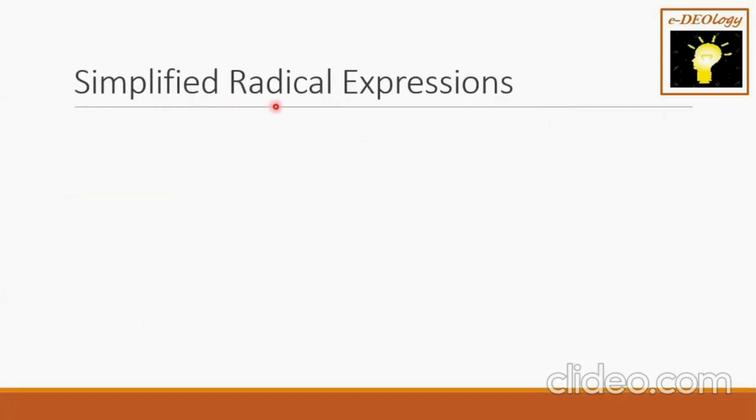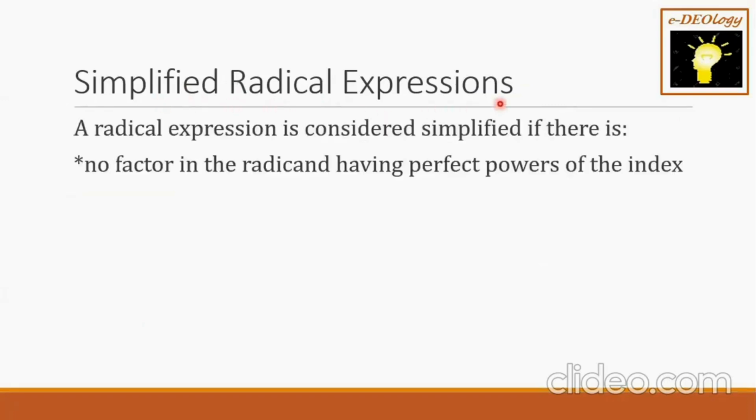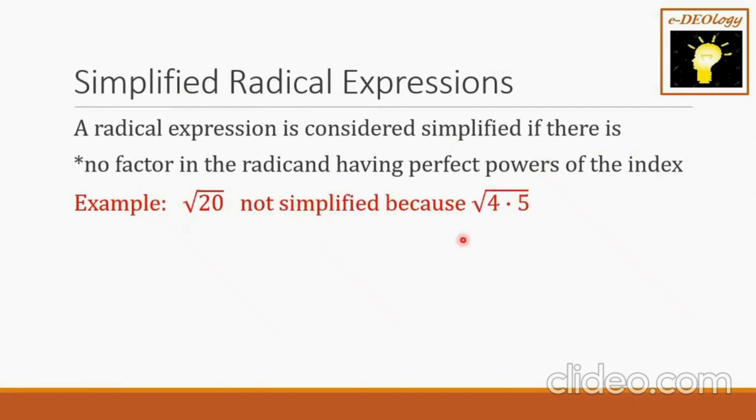Define simplified radical expressions. A radical expression is considered simplified if there is, number 1, no factor in the radicand having perfect powers of the index. Example here is square root of 20. This radical is not simplified because the 20 has factors of 4 and 5. And this 4 is a perfect square number.